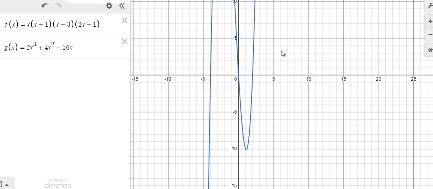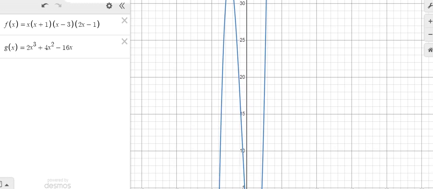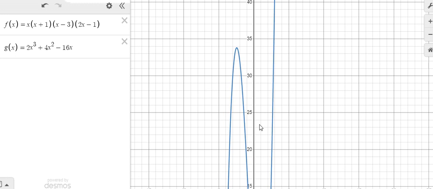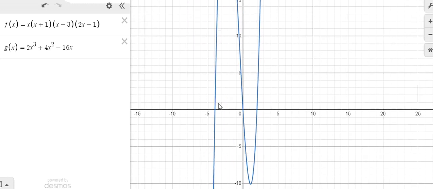But this one, you've got a local minimum down here. It looks like at about -10 or so. And then you got a local maximum on this other side, on the negative side of the x, way up here, approaching 34, basically. So cool stuff, but what we're mainly interested in is these x-intercepts.